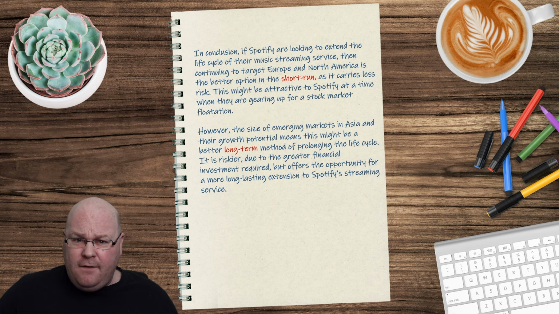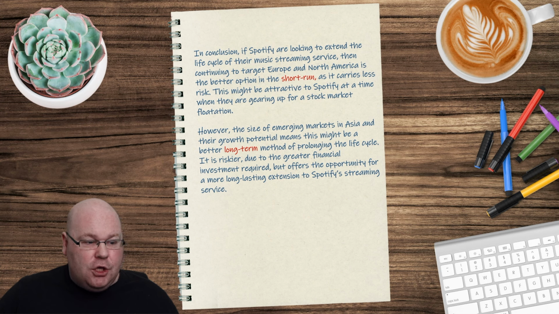Spotify want to become a PLC. They want to float their business on the stock exchange. Do they want to be taking huge risks in their strategies right now at a time when they're trying to go public? So in the short run, at least, this is why North America and Europe might be the preferred option. But we could say, however, the size of the emerging markets in Asia and their growth potential means this might be a better long-term method of prolonging the life cycle.